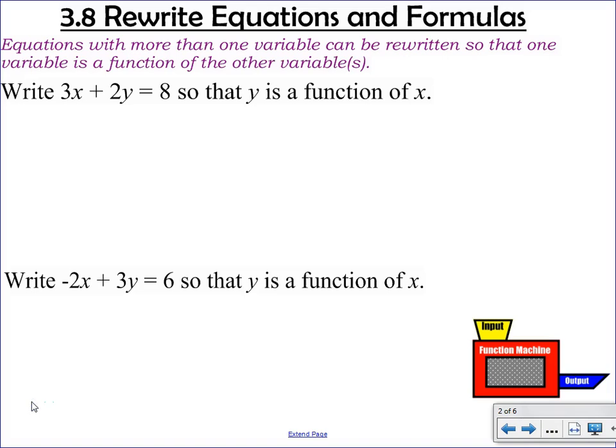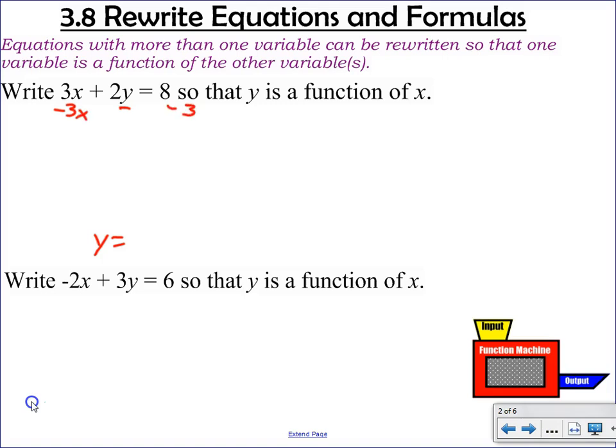Okay, so as I mentioned, rewriting equations and variables is important because we want to get a variable so that it's a function of the other one. So if we have the equation 3x plus 2y equals 8, and we want to get the equation so that y is a function of x, that means x is the input and y is the output. So we want to find out, what's y going to be if we plug in x? We've got to get it in the form y equals. So in order to do that, we've got to solve for y. So get y alone. So subtract the x terms.